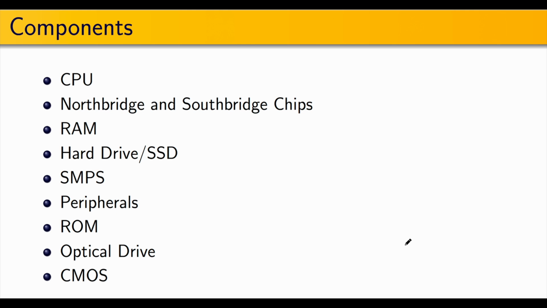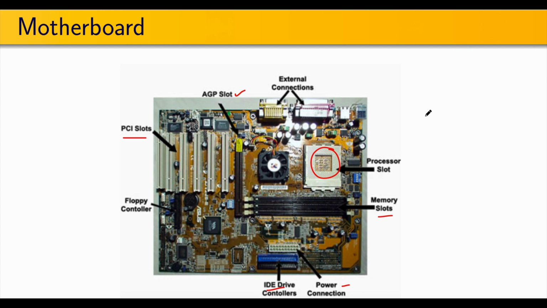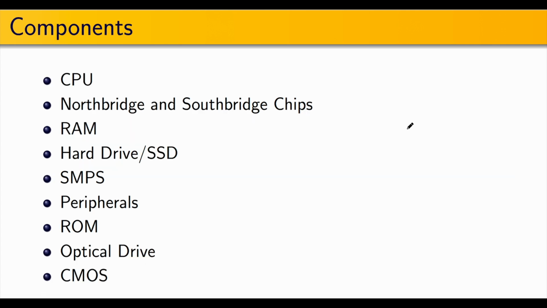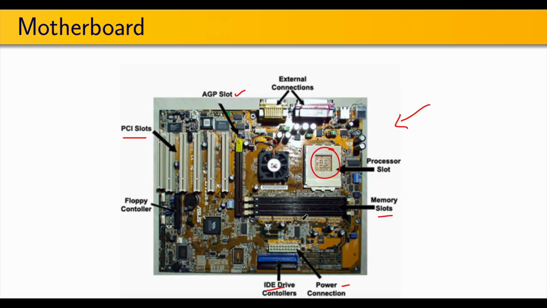So what we saw here in this picture has the CPU, then you have North Bridge and South Bridge chips, you have RAM, you have hard drive or SSD, we have SMPS, we have peripherals, we have ROM, we have optical drive, and CMOS. All these things are assembled or situated in this motherboard.